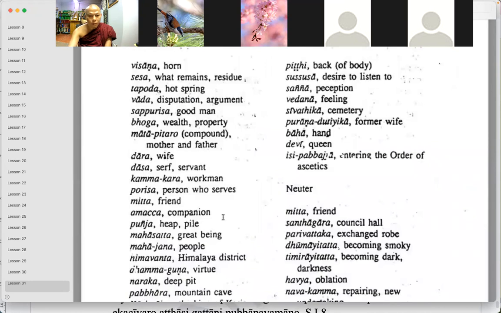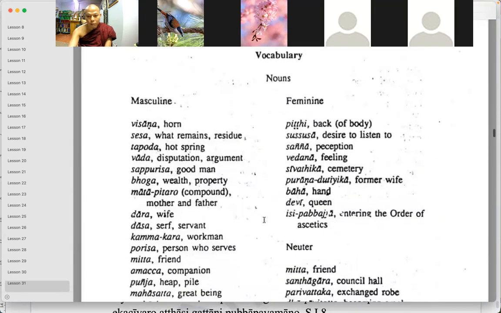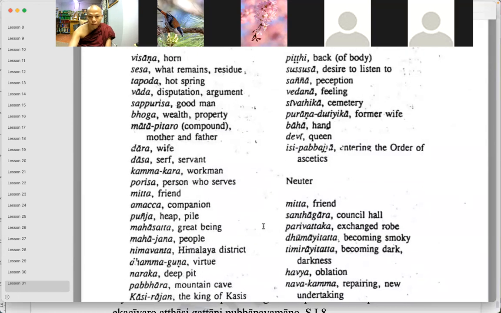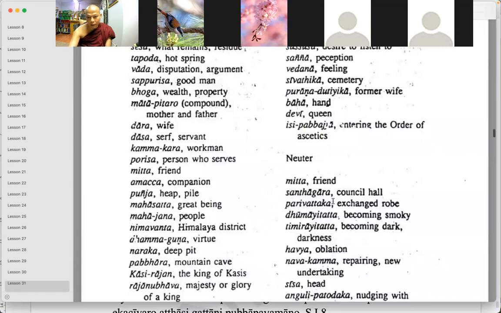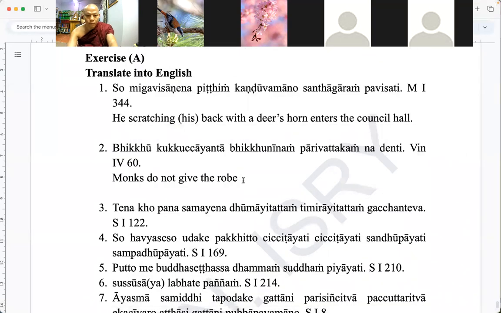It is a neuter word, the third word, the exchange rope. So exchanged rope. And then bhikkhunīnaṃ. So this is the dative case.